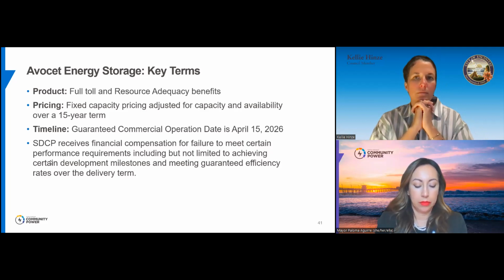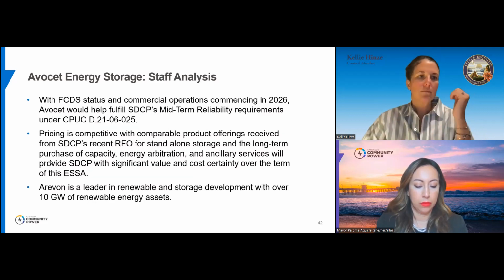We're looking for a 15-year term. And we do have protections in there with compensation if it fails to meet certain performance requirements or milestones in the contract. Next slide, please.